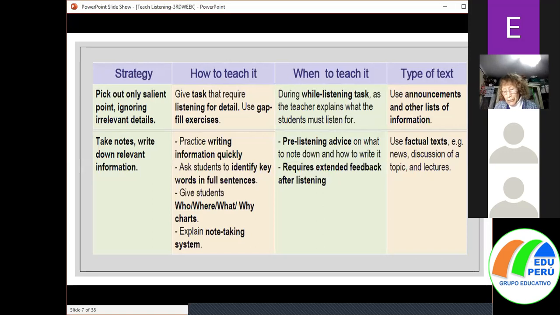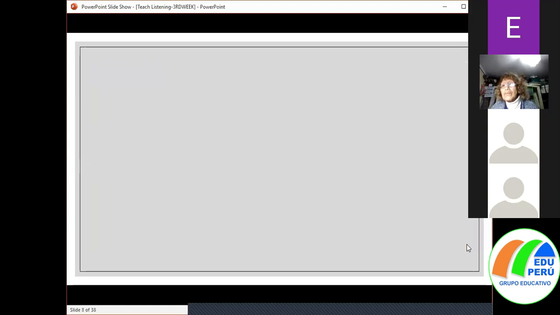The type of tests, what kind of material could you use to develop this strategy? Use factual tests. For example, news, discussions of a topic, and lectures. No? For example, this strategy I think is for more advanced level students, no? Because if you're giving this kind of a strategy to basic level students, they're going to have a lot of troubles. No? Maybe you could do it, but just for very short listening tests, right? And just take into account some specific information. No? But my advice is to develop this in more advanced levels of students, all right? Now, let's pass to the other strategies.